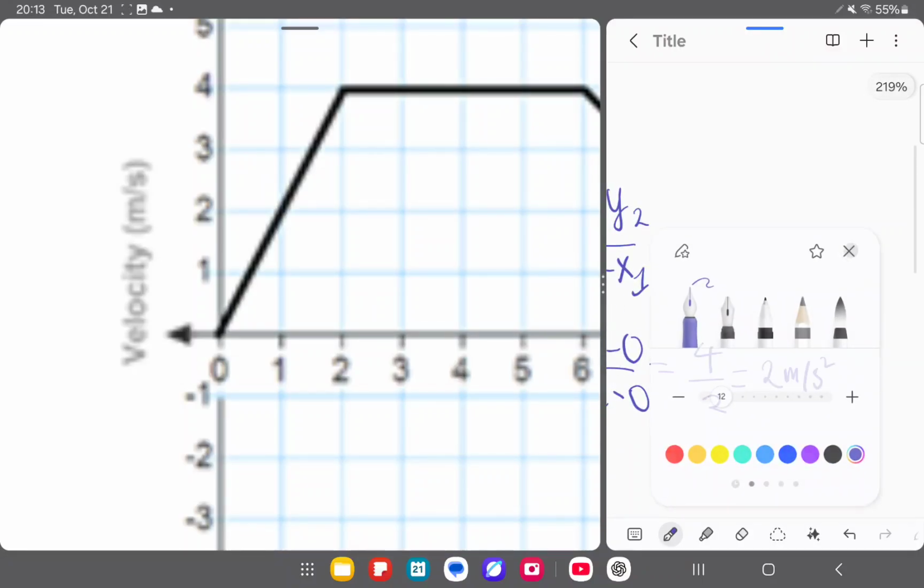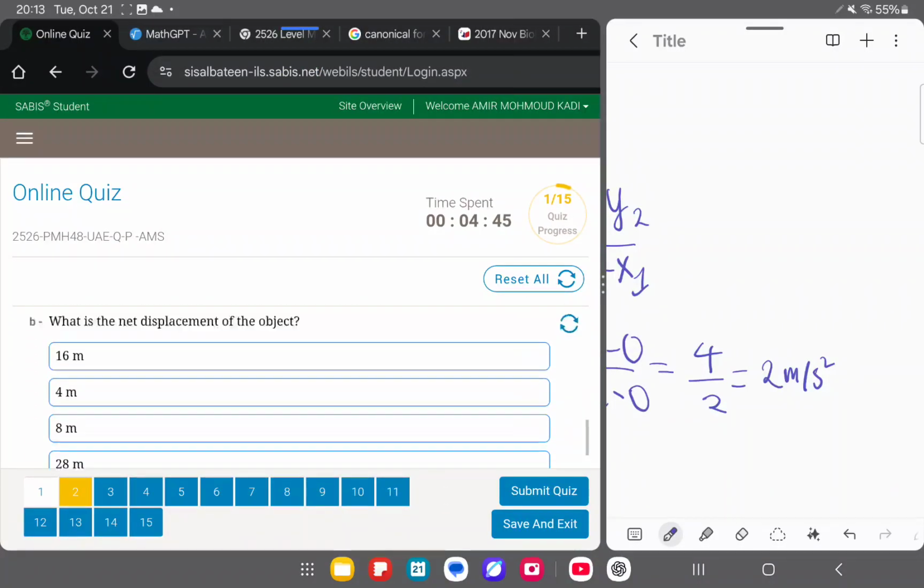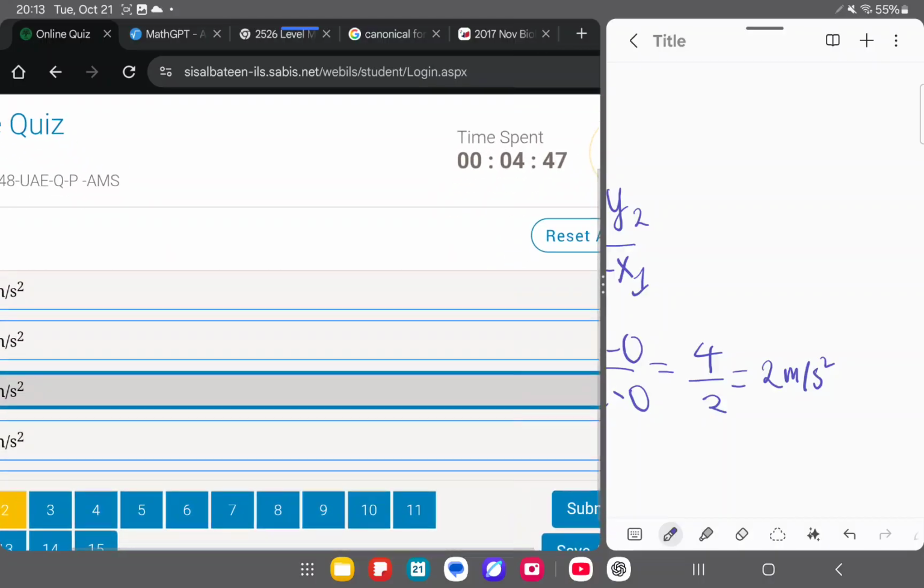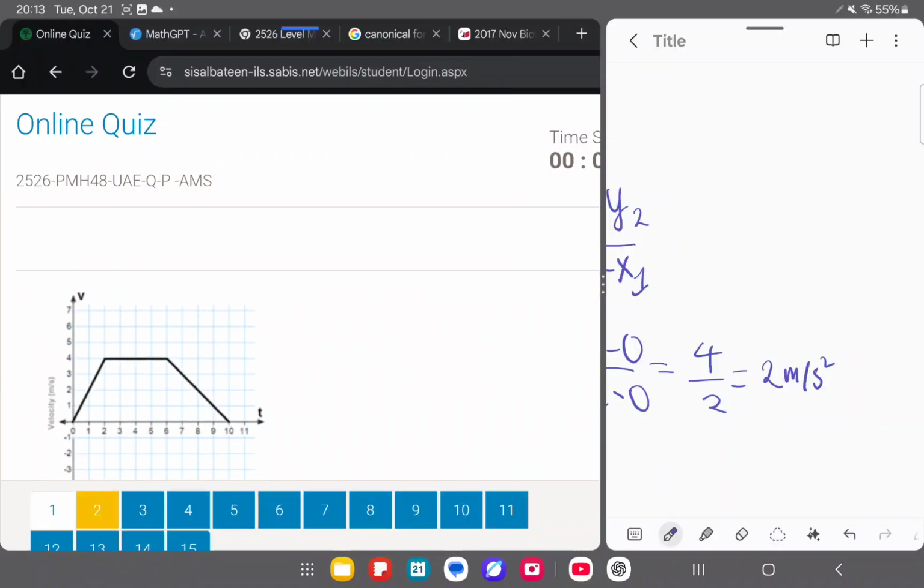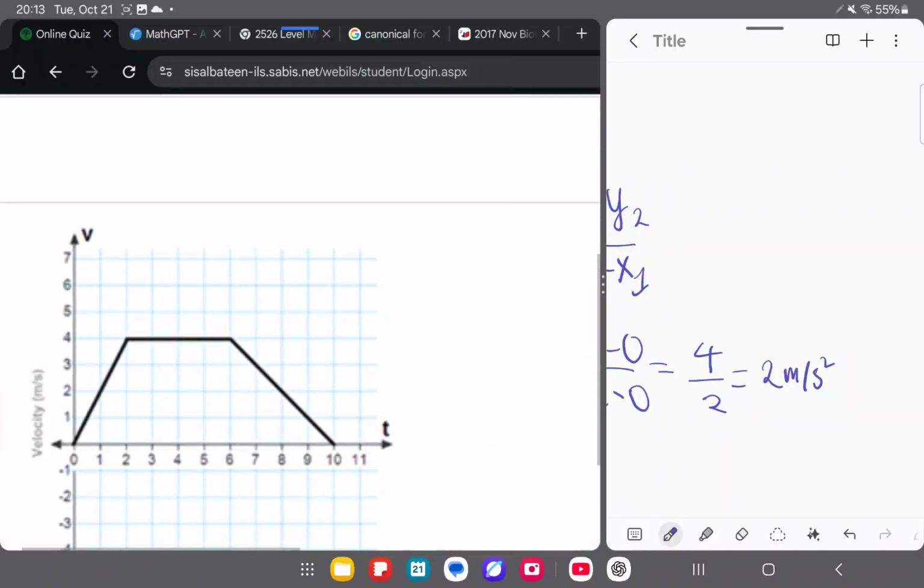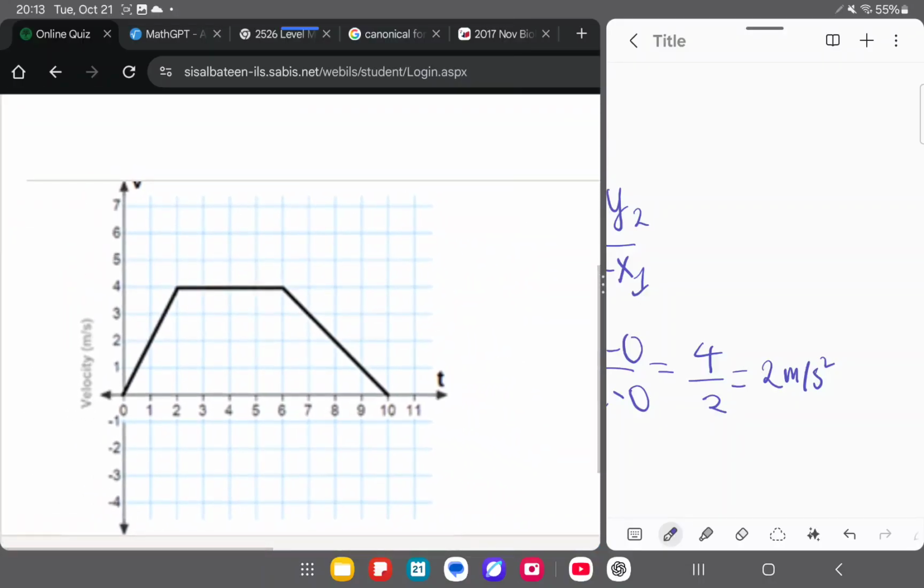Now we have meters per second squared. We can put this down here, 2 meters per second squared. This is our acceleration in the time interval 0 seconds to 2 seconds. When they're asking for what is the net displacement of the object, you have to look here and notice the VT graph. You have to always remember this: the area under the VT graph is equal to the net displacement.